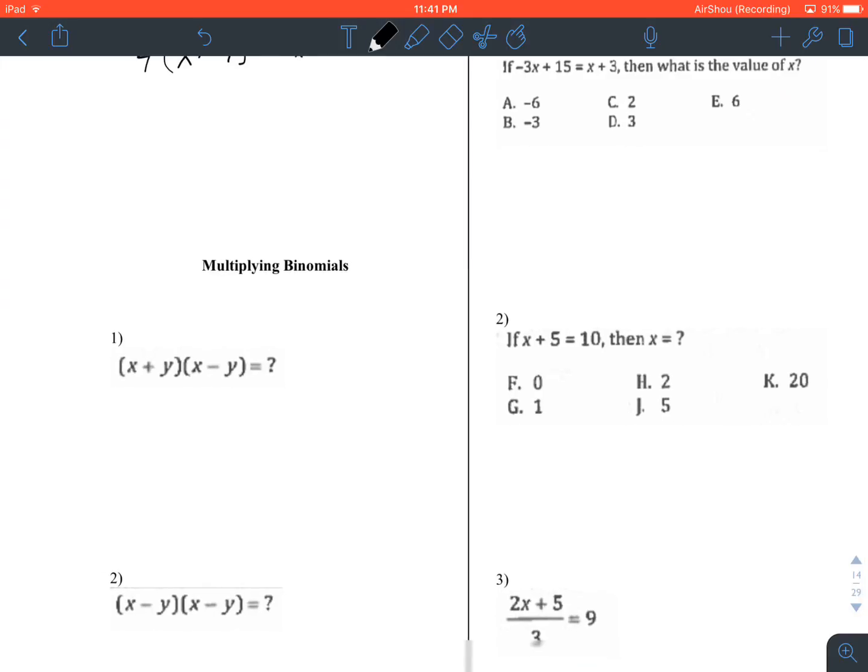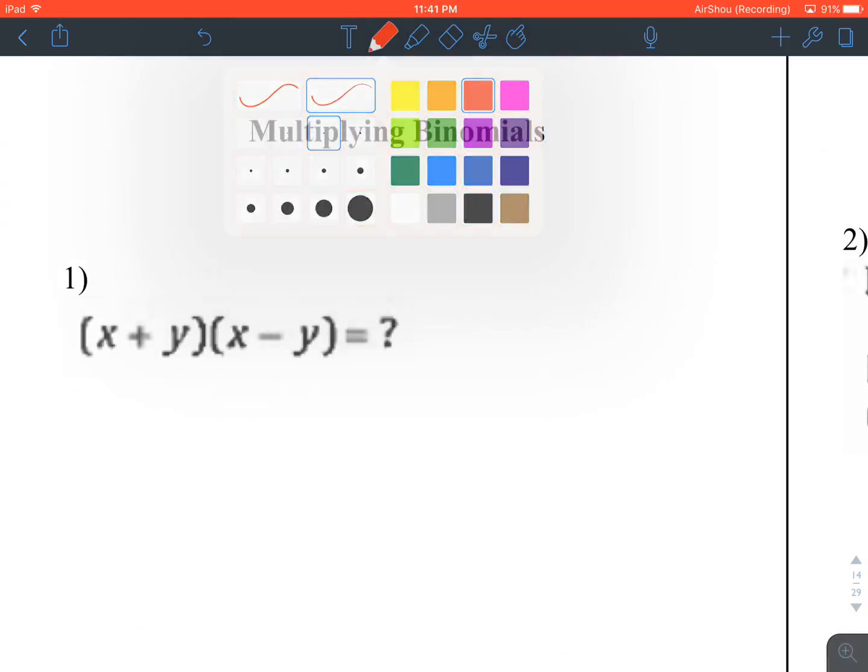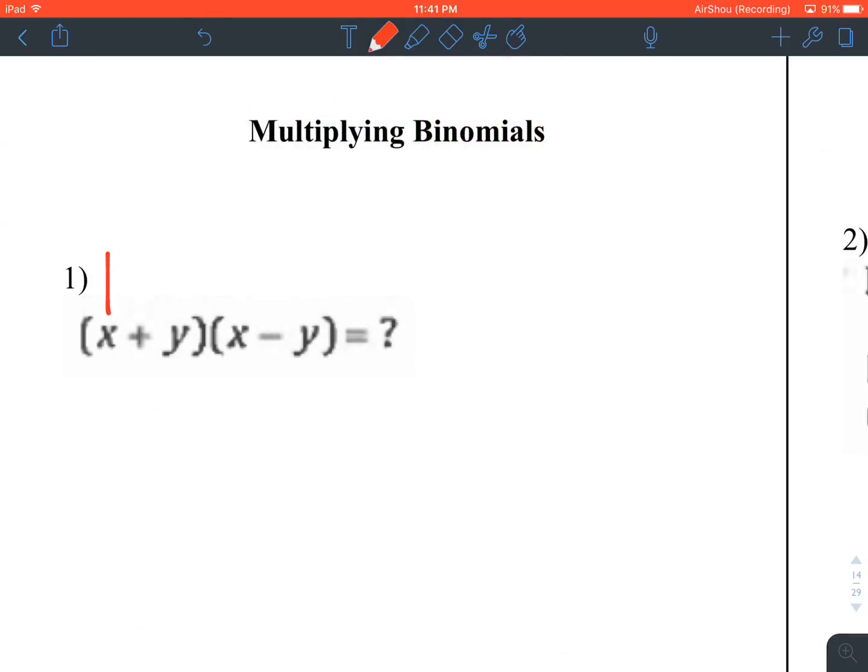So multiplying binomials. Essentially that's using the distributive property twice. You're going to multiply every term in the first parentheses times every term in the second parentheses. Some people call it the FOIL method. It's an acronym. It's kind of weak sauce in my opinion. So let's just go through this.